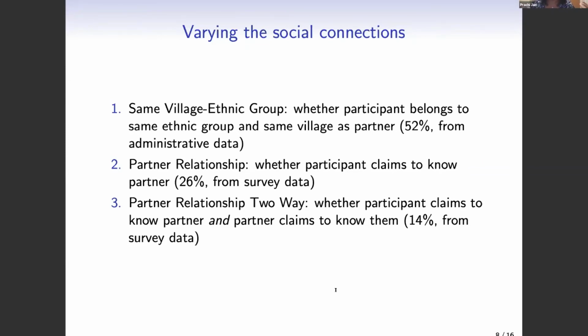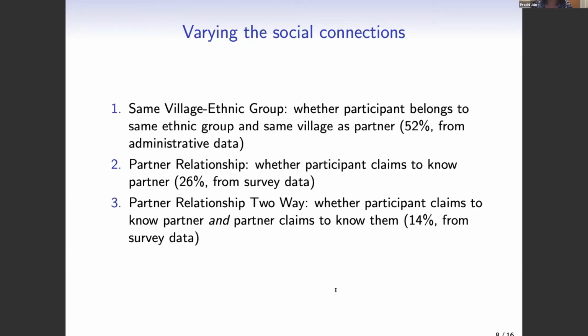In this Kibera village, it's about 200,000 people, and there are about 8 villages. So it's where you live within the informal settlement. But also whether you belong to the same ethnic group as your partner, for example Luo or Kikuyu. Here, I use whether or not participants belong to the same ethnic group and same village as their partner. You could think of this as an in-group social tie, and about 52% of participants have this relationship with their partner.